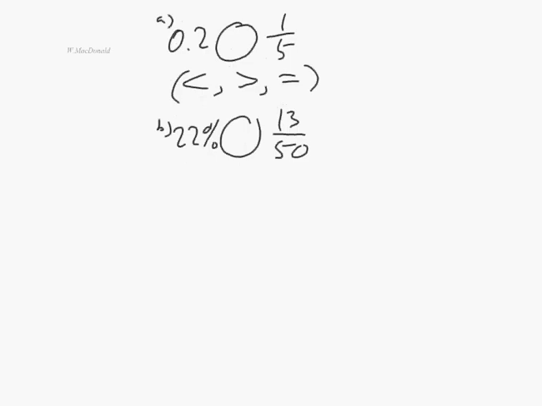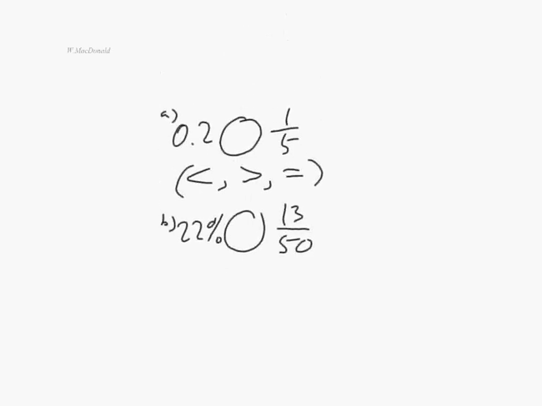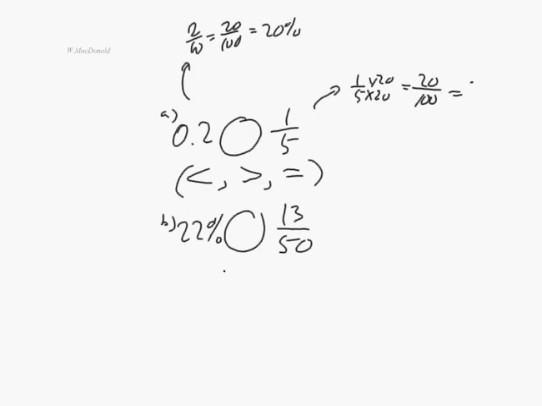Question 2 is 2 parts. The first part says 0.2 is less than, greater than, or equal to 1/5. Well, the answer is they're equal. What we can do is change them both to percentages. So 2/10 is really 20 hundredths, which is really 20%. And 1/5, if I multiply this by 20, is really 20 hundredths, which is equal to 20%. So in effect, they are both equal.